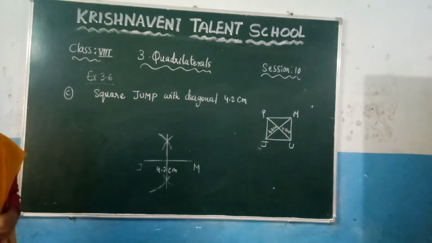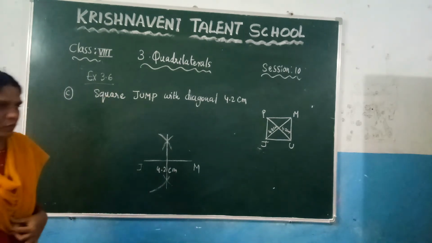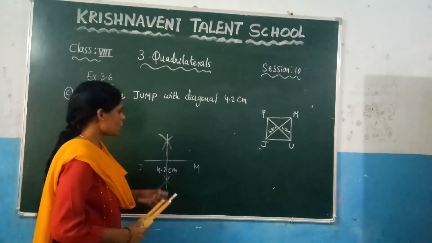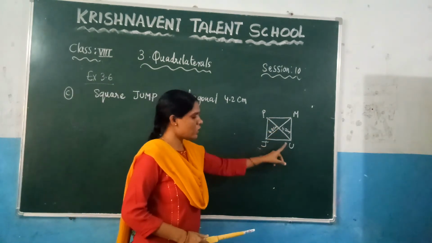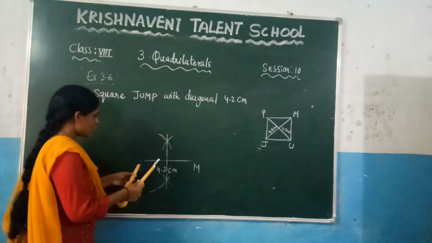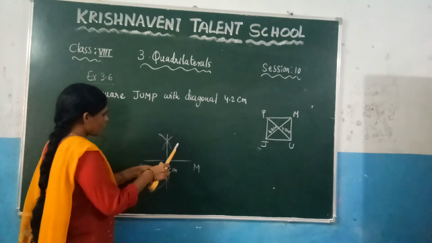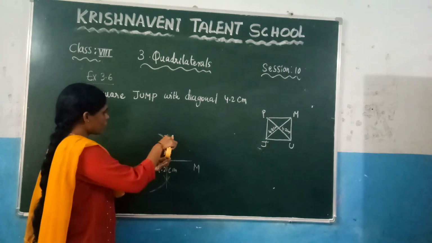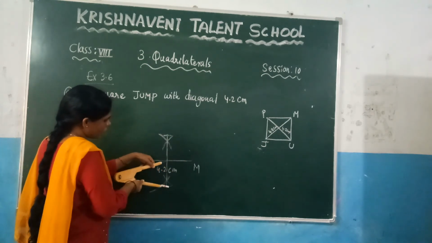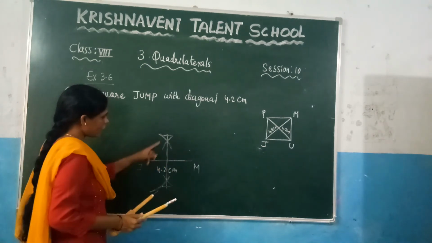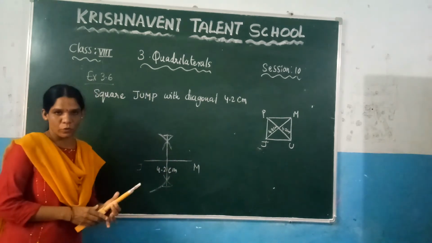Now we need to construct one more diagonal. If you want to construct one more diagonal, what do we need to do? The total length is 4.2. So what is this length? 2.1, and this is 2.1. So just take this one. You know that it is 2.1, right? So at this point draw one arc, and similarly down also keep one more arc. Now this length is 2.1 and this length is 2.1. The total will be 4.2.